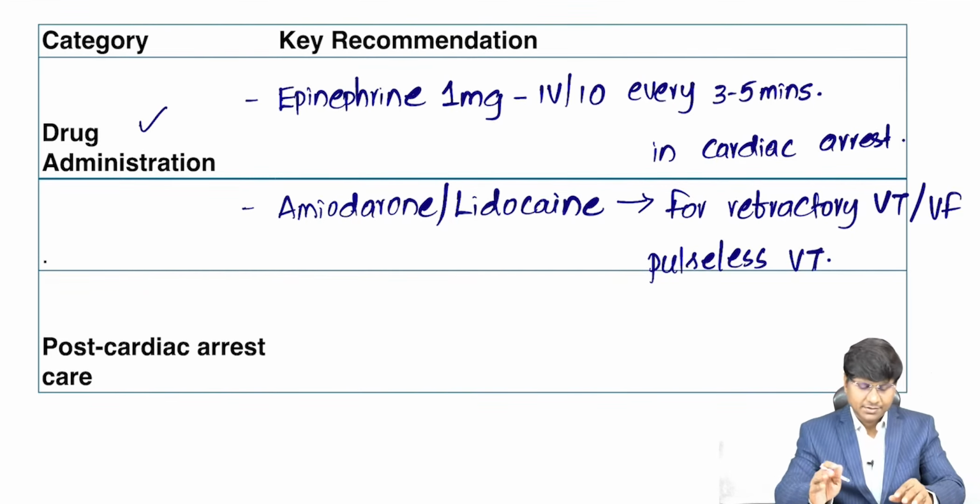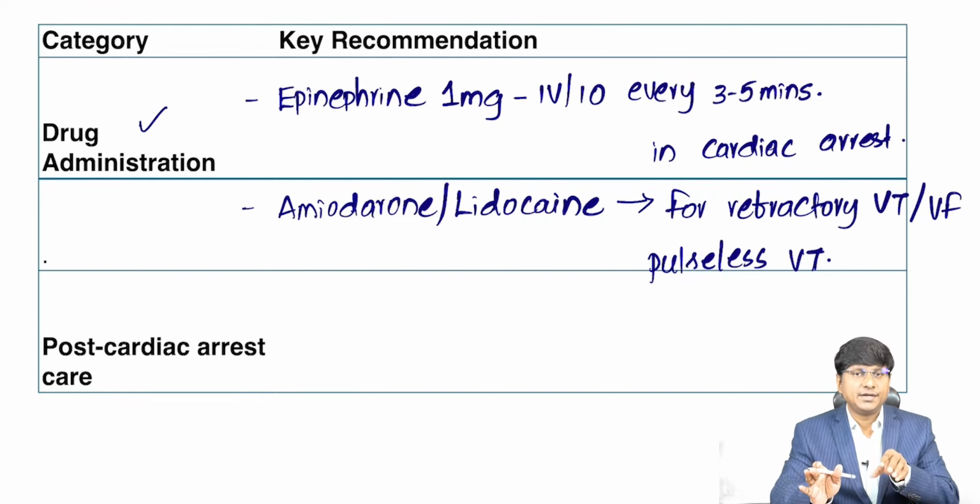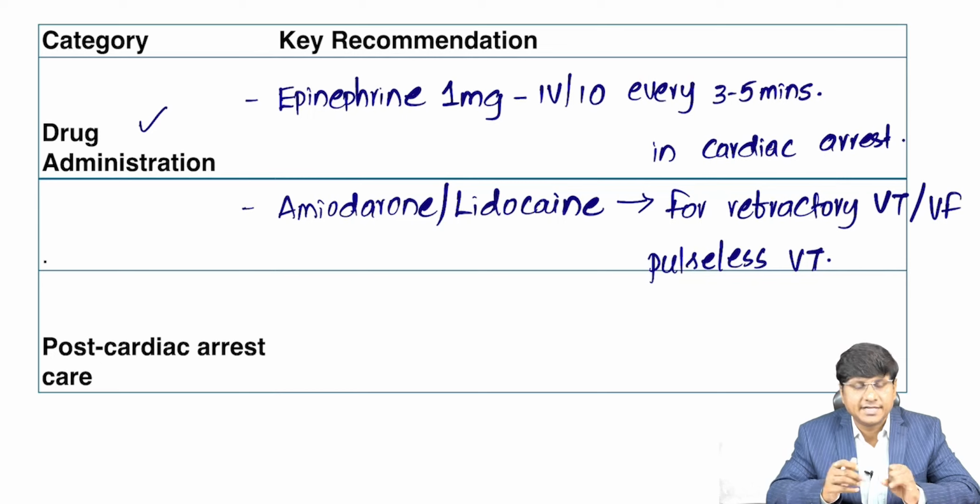Right, pulseless VT. These are the scenarios where you need to administer amiodarone or lidocaine. Amiodarone or lidocaine is for refractory ventricular fibrillation or pulseless VT.